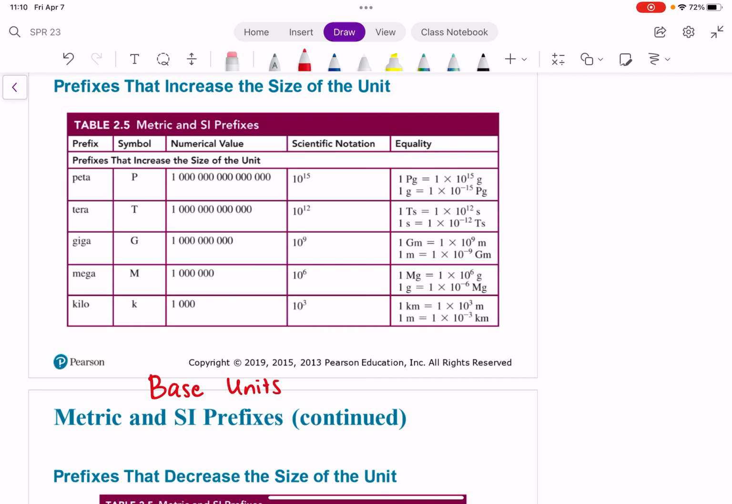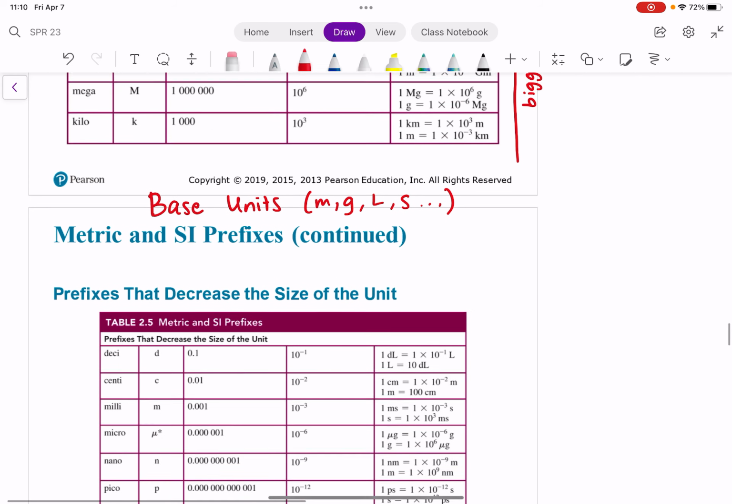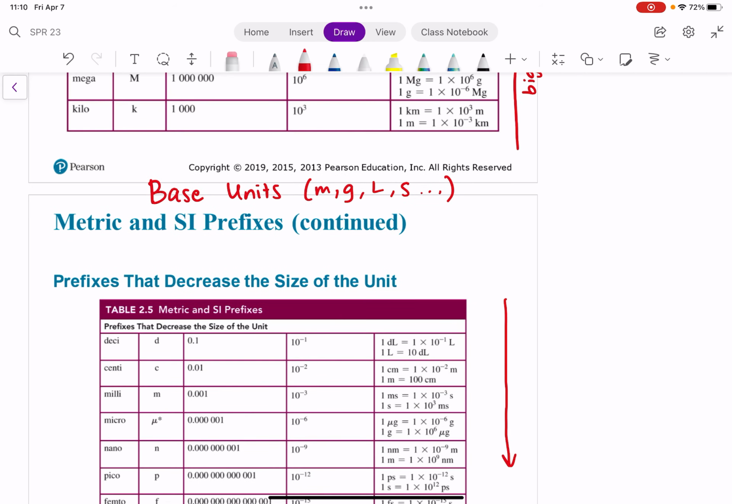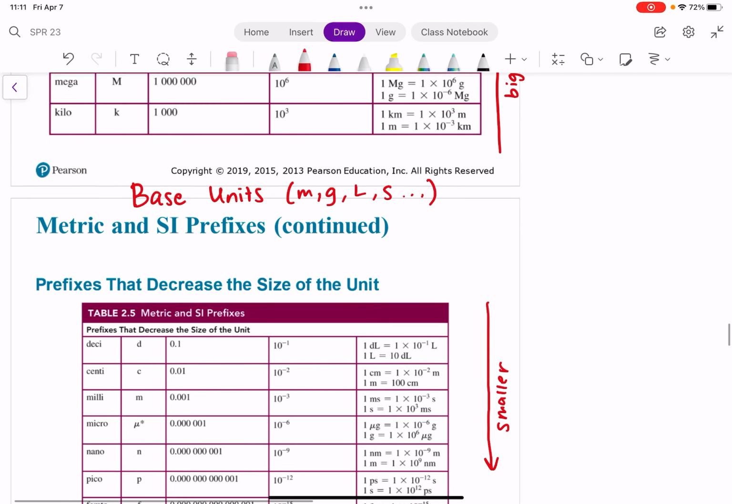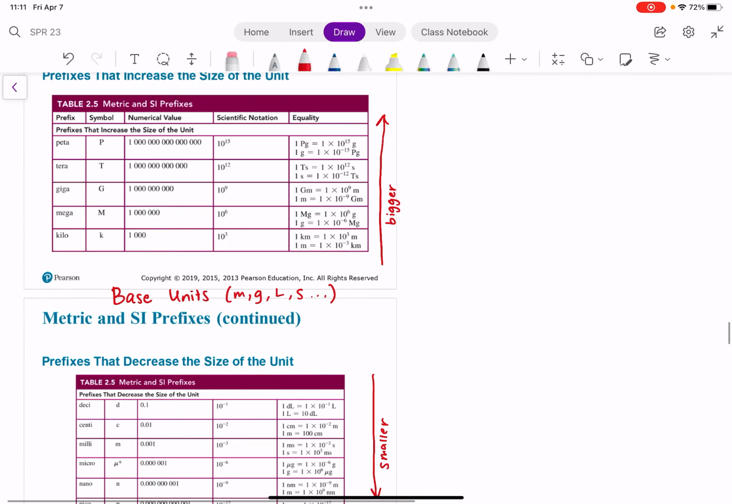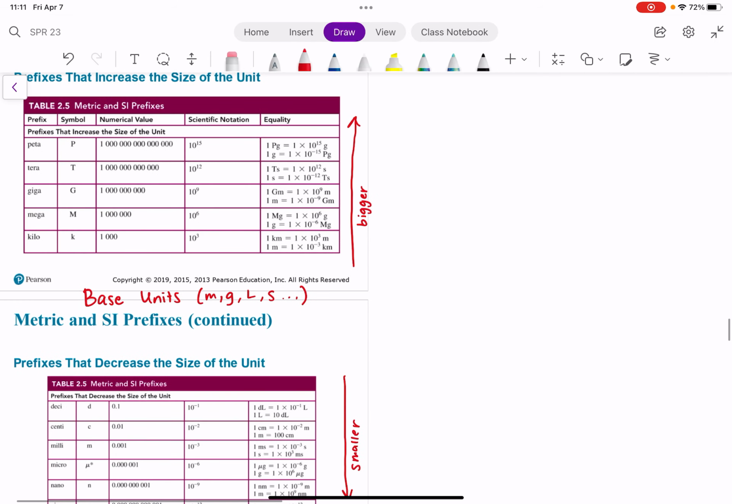Okay, your base units live somewhere in the middle of these two tables. Remember, your base units are meters, grams, liters, seconds, etc. Anytime we're going up this way, we're getting bigger units than our base unit. And anytime we're going down this way, we are getting smaller. So these units are smaller than our base unit. Let's zoom out just a little bit so you can see.